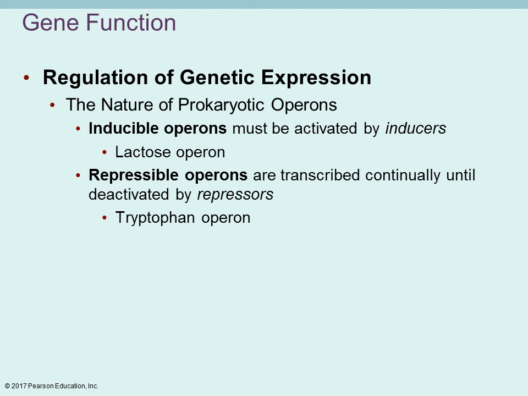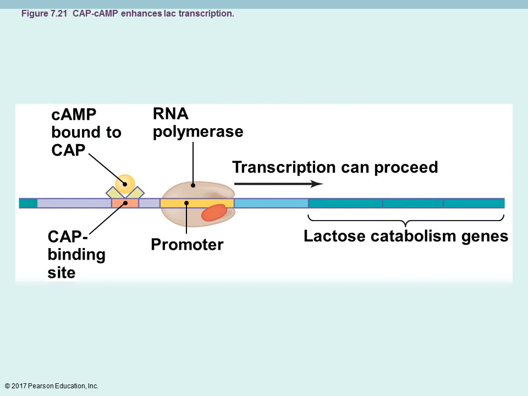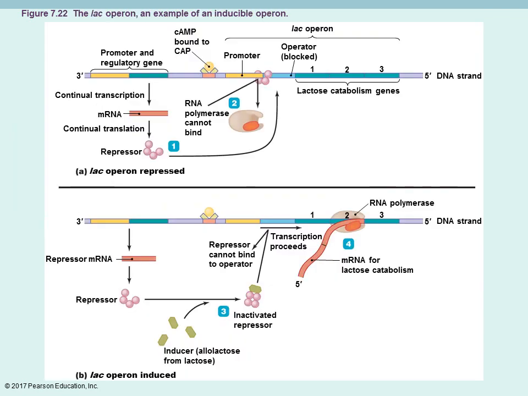Some of these operons are inducible ones, some of them are repressed. So there's different ways that they can be operated. The 2 most well-studied operons are the lactose and the tryptophan operon. And so we're going to be looking at those. This is showing with the lactose operon the direction in which you're going to see the transcription occur. So let's look at this in a little bit more detail.